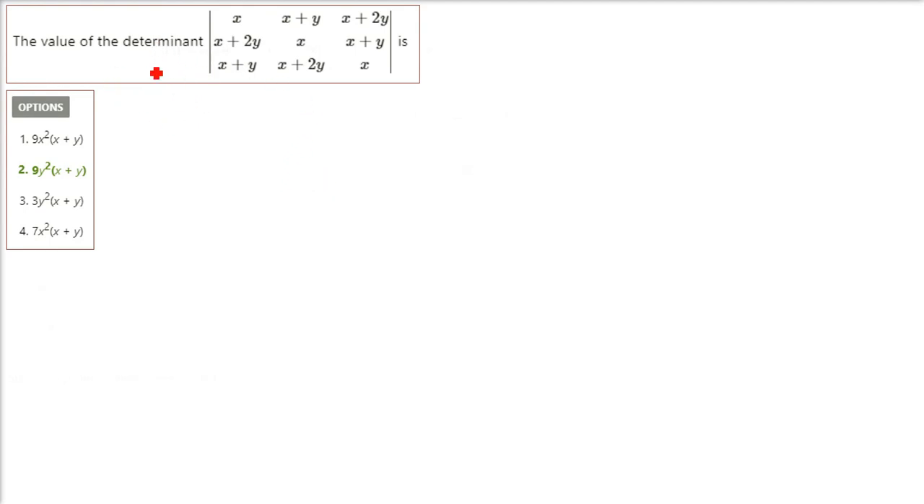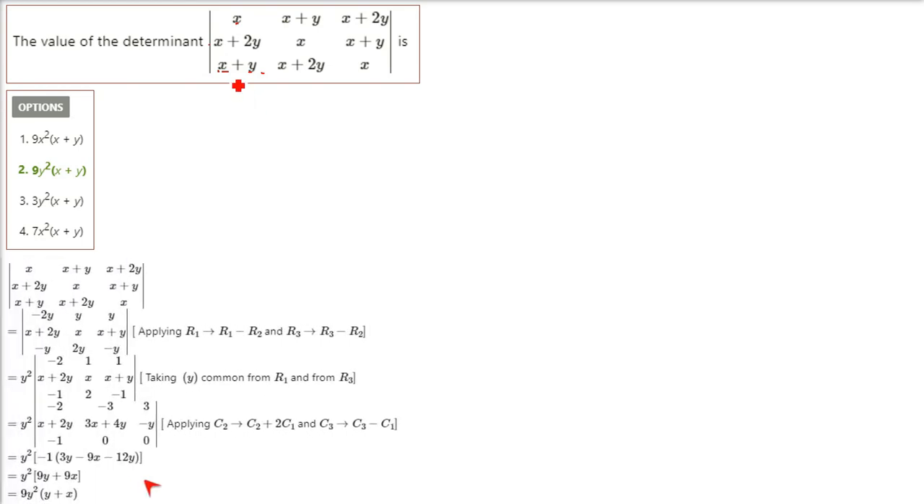The value of the determinant. Okay. The answer is second, but how does it come? I can see that we can take certain things common. How? Either you subtract any row or column to get some zeros, or you can get 1, 1, 1 in any row or column, and you will definitely get 2 zeros. So what I am trying to do here is something different. I am going to add all 3 rows, because it is going to come as 3x plus 3y. So R1 I am going to change as R1 plus R2 plus R3.